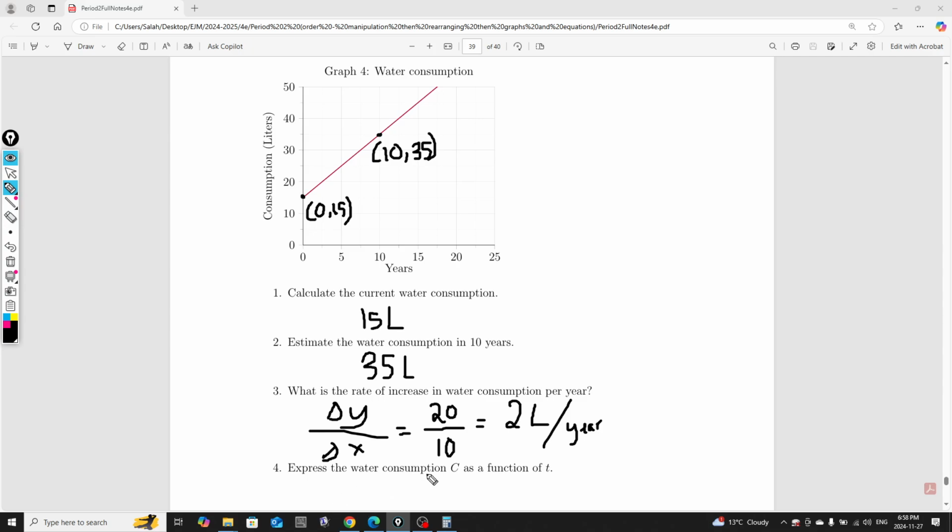Okay, express water consumption C as a function of time. So I'm going to say C equals the slope times the independent variable. That is 2 times t plus the y-intercept, which is 15. And there you go.